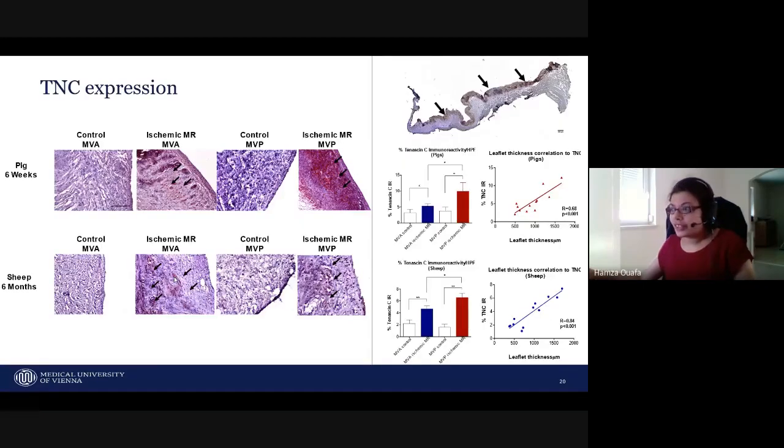We moved to the Tenascin-C expression. We did some immunohistochemistry. Histology was really great, and it was also interesting to look at. This is just an overview. This is the atrial side of the valve, and this brownish color means Tenascin-C. We found that Tenascin-C expression was more present in the posterior leaflets compared to the controls, but also to the anterior. It was not only present after 6 weeks, but also persistent after 6 months.